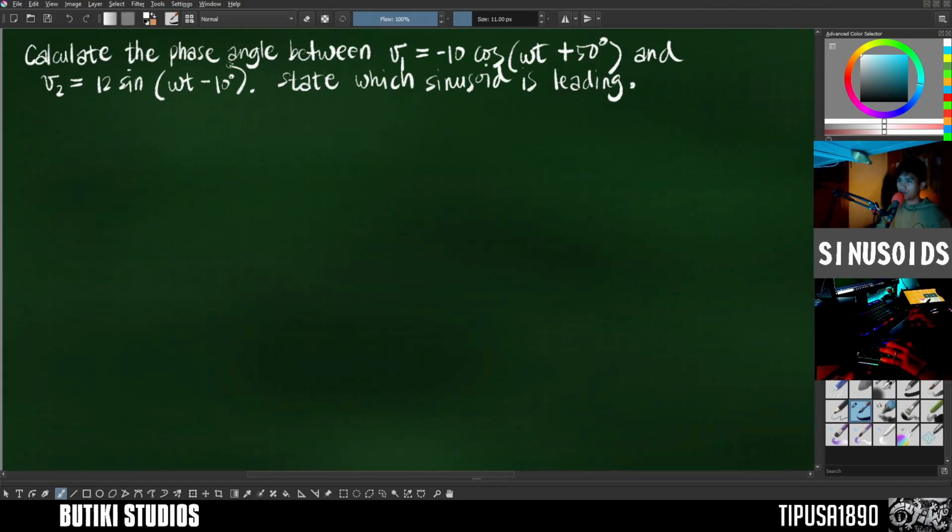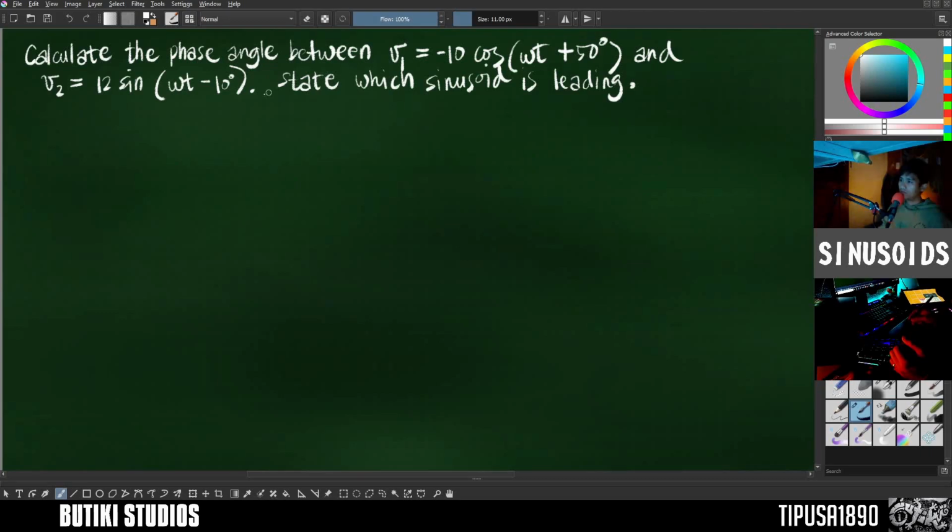Okay, so calculate the phase angle between V1, which is that, and V2, which is that, and state which of these two voltages is leading or lagging, or in this case leading. For the sake of analysis, these two waves can be graphed, but I will graph it later so that our solution is not biased.